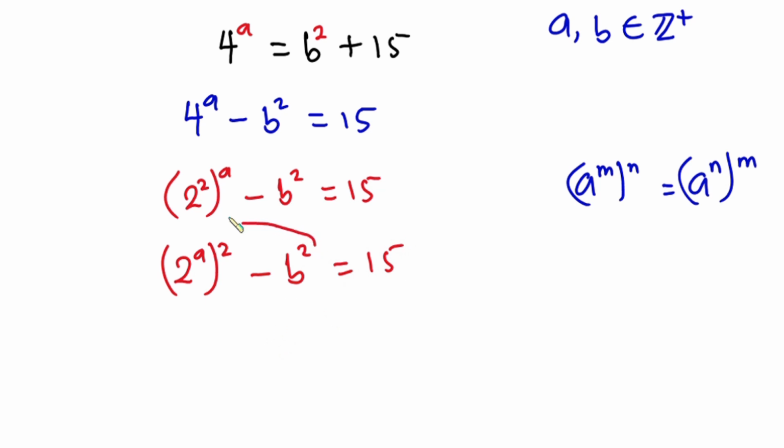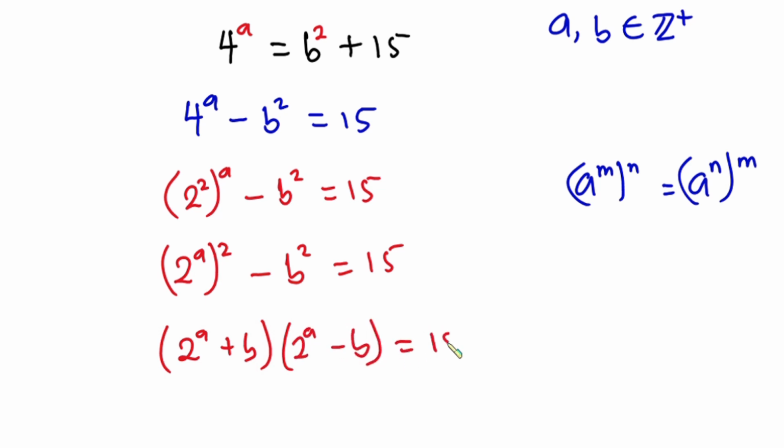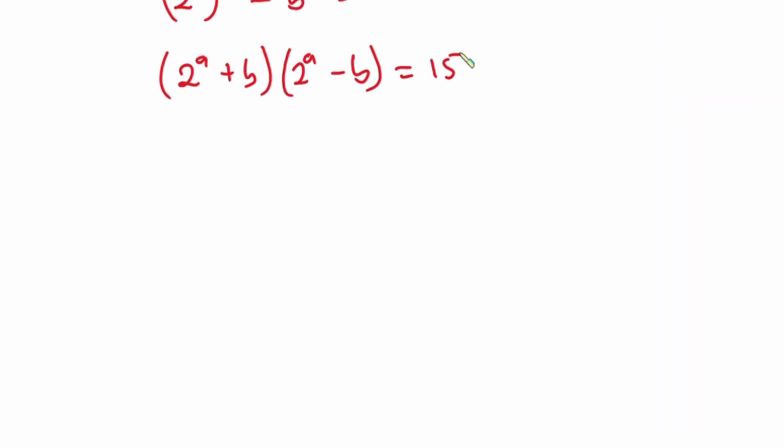Now you see that we have a difference of 2 squares here. So we can write this as 2 to the power a plus b times 2 to the power a minus b, and this is equal to 15. Now since the right hand side is not 0 but 15, we can't say that 2 to the power a plus b is equal to 15, or 2 to the power a minus b is equal to 15. We can't do that.